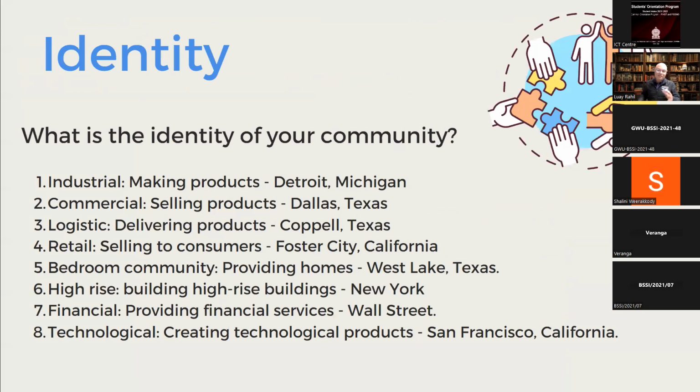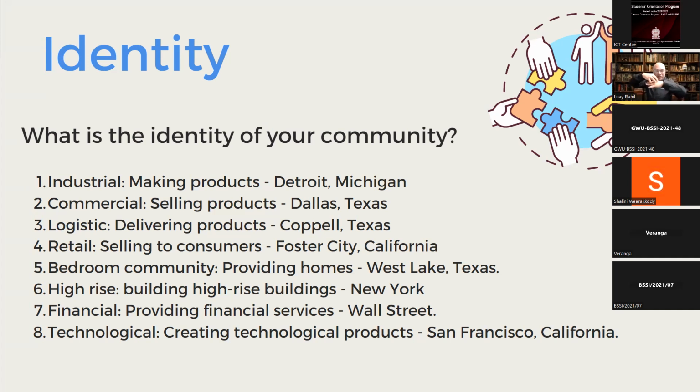And then the most important question you need to ask yourself when you're building a community or building a company: what is our identity? What do we want to be? Do we want to just attract industry to our city or government where people just make products? Like the City of Detroit is known for making cars. This is their entire identity. When you go there, you know you're going to see a lot of car manufacturers. You could do commercial, selling products. Dallas is known for selling products.